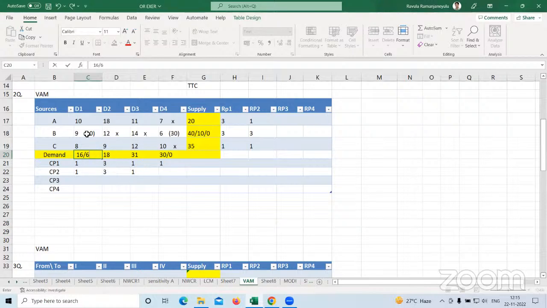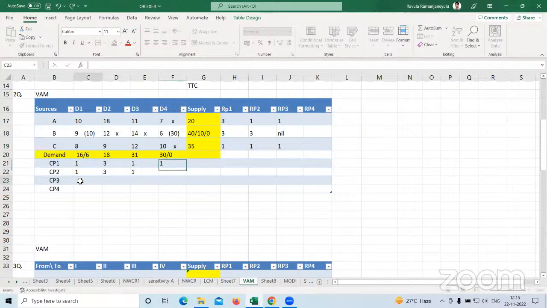So that is allocated. So the second row and the fourth column are exhausted, so there is no further calculation of penalty. Again, we need to find the penalty. Row-wise, the penalty for this one is 1, here it is nil, 0, and here again 1.